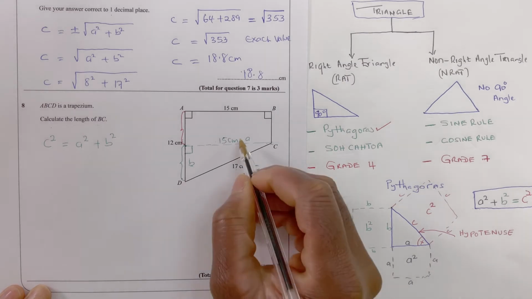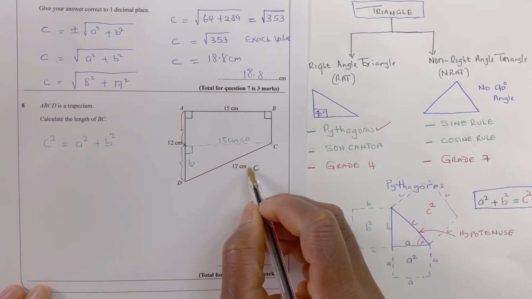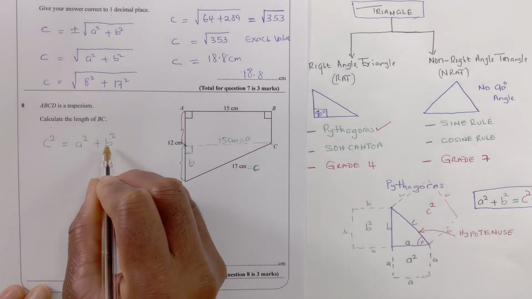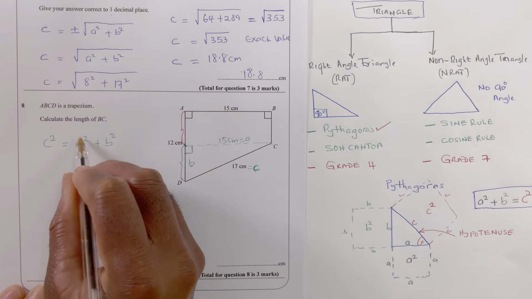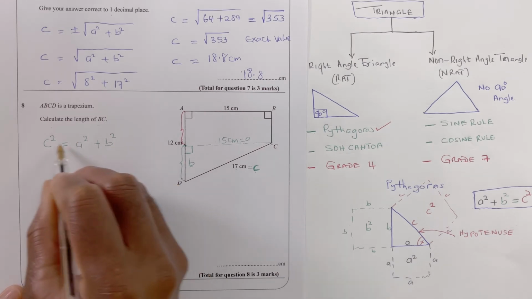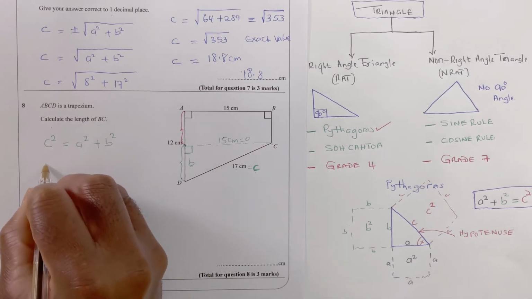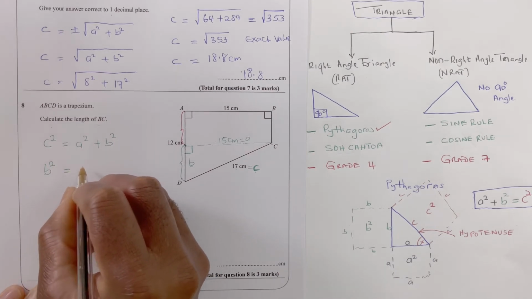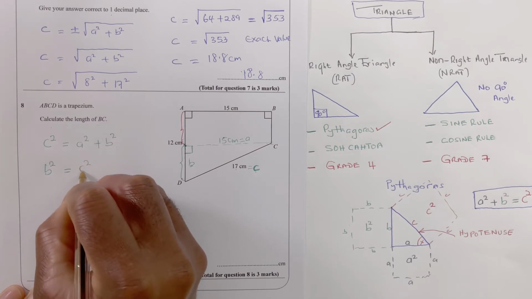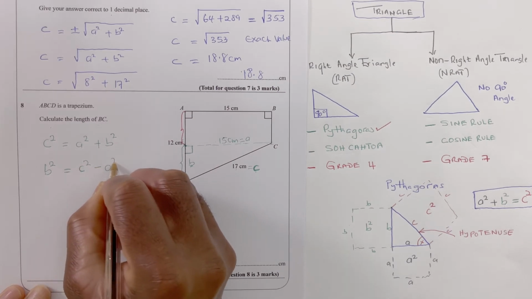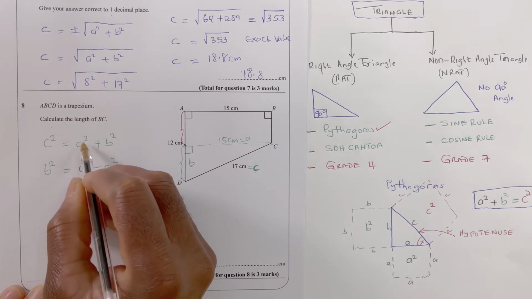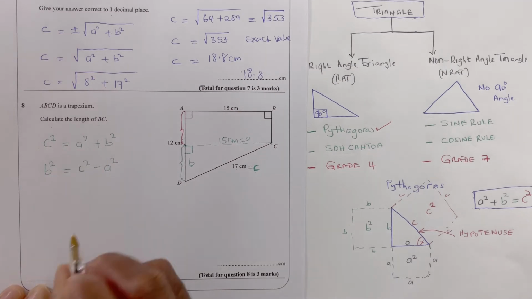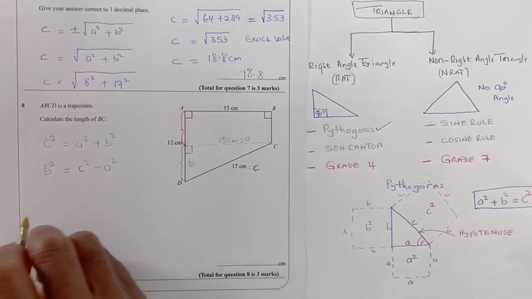But I'm calling this side A, and I'm calling that one C. I need to find B, so I need to leave B where it is and move A to the other side, or take away A squared from both sides. So B squared is equal to C squared minus A squared. I've just moved that A squared to the other side, and it becomes minus because it's a plus here. If you cross over, it becomes minus.